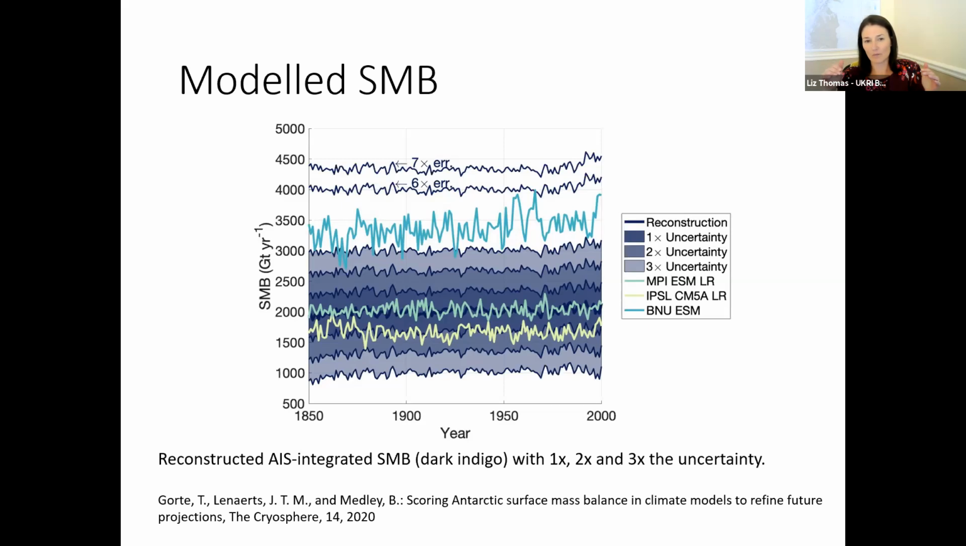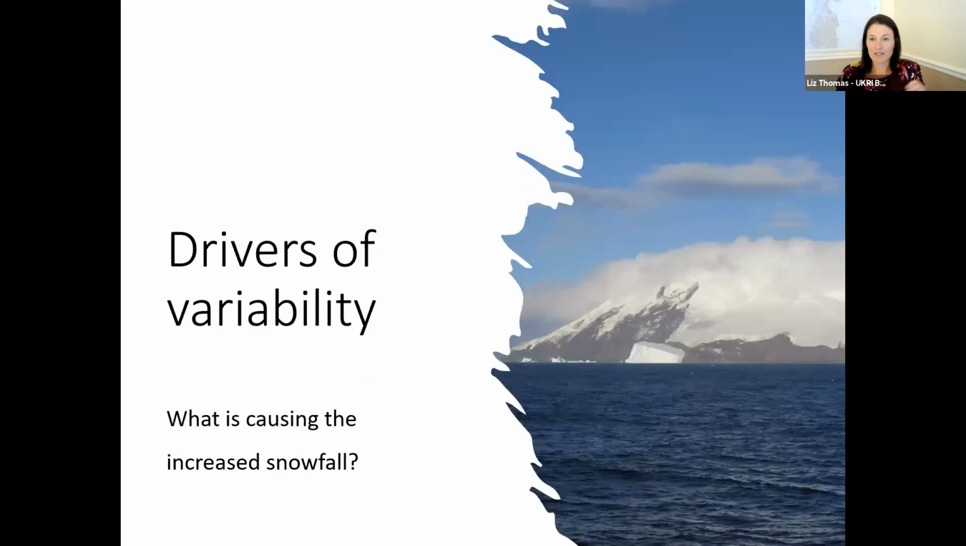A high ranking model is one, in the middle, that pretty much sits over the top of the reconstruction, within the bounds of expected variability, versus a lower ranking model, which sits right outside, above the 3 times uncertainty level. This is really useful because they've been able to rank the top 10 models, and use those to reduce some of the uncertainty in the predictions for 21st century changes in surface mass balance.